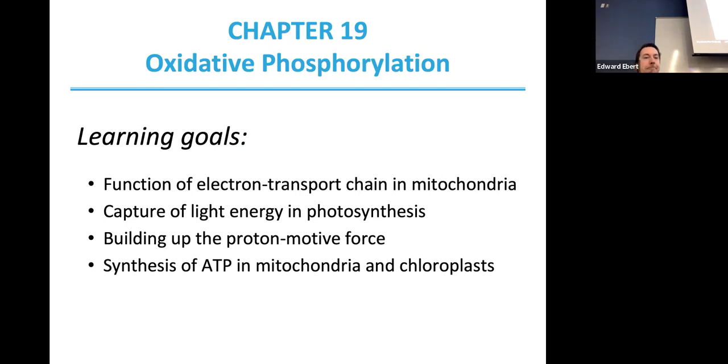All right. So as opposed to the learning goals in chapter 13, where we talk about bioenergetics and coupling, here it looks like we're not too bad. We only have 4 learning goals. We're going to look at the electron transport chain, talk about the capture of light and photosynthesis. We can draw a line through that. Building up the proton motive force, yeah, we're going to talk about that. And the synthesis of ATP in mitochondria and chloroplast. Draw a line through that. They're very similar, but we really only have the electron transport chain, which in my mind encompasses these last 2 as well. So that's why I call this the electron transport chain.